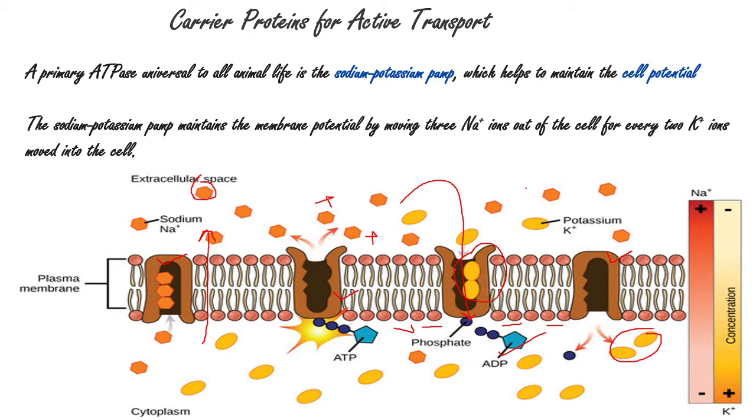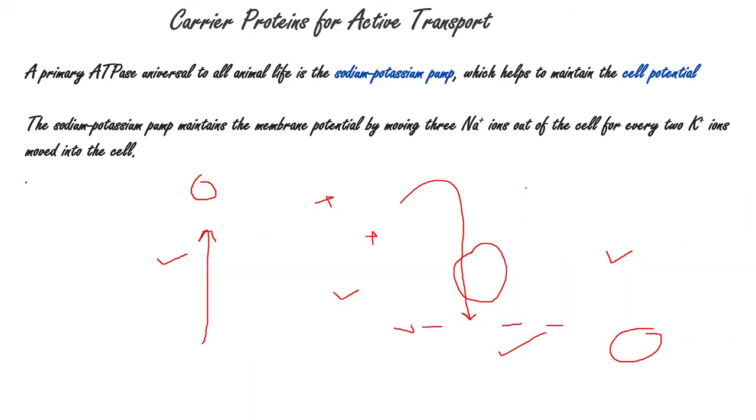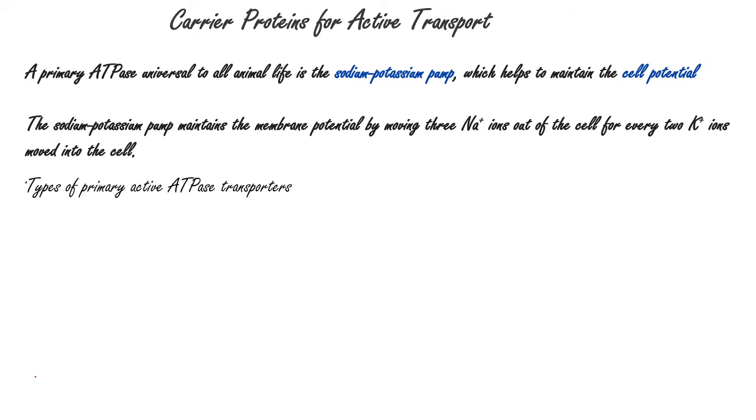If we look at other examples of ATPase transporters, the most striking example is P-type ATPase. One of the pumps is the sodium potassium pump, which we have studied now. Other examples are the calcium pump and the proton pump.